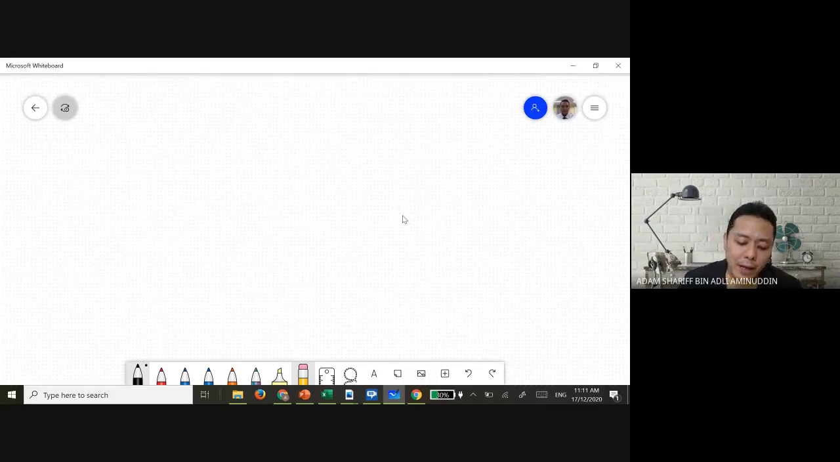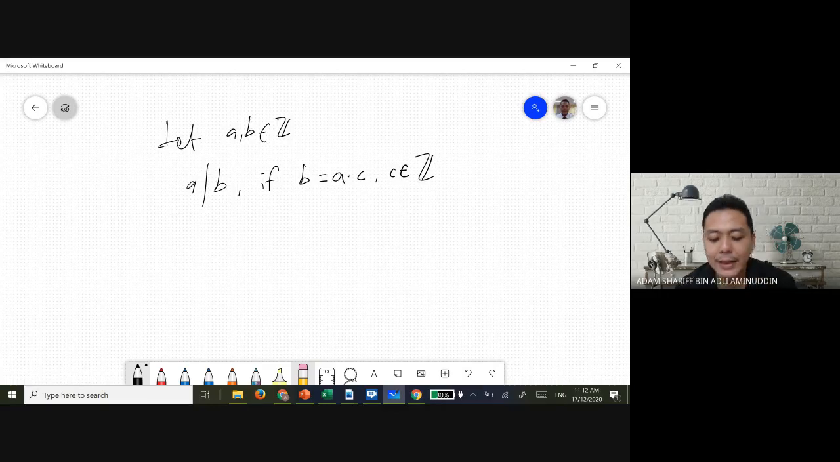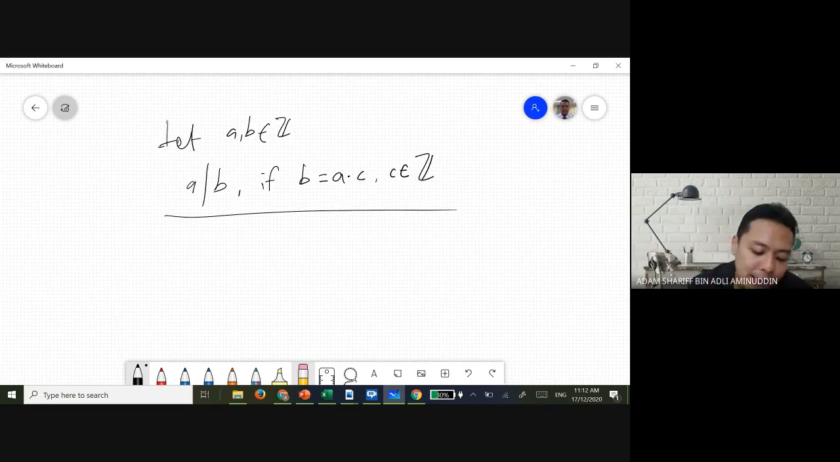Okay, before I start establishing the fact of the integer, a negative integer, let's look for a while the definition of a divisor. Let A be integer, A divides B if B equals A times C, C is an integer. Ini yang benda hari itu. The definition of divisibility or factorability. So persoalan ni sekarang, bolehkah kita ada negative factors?